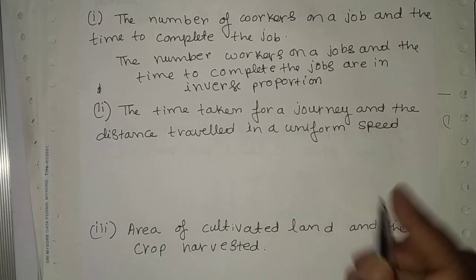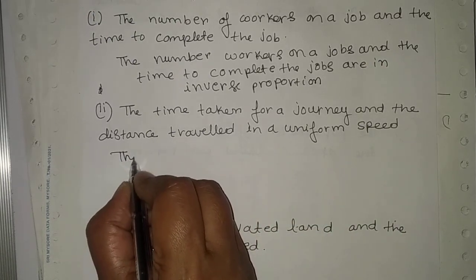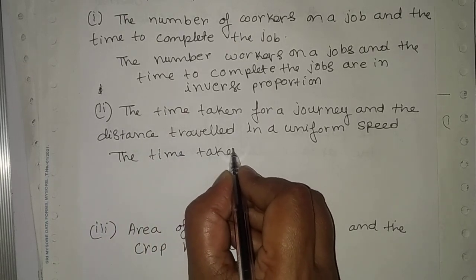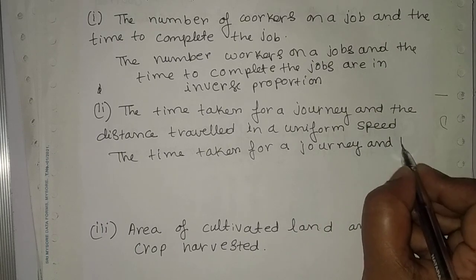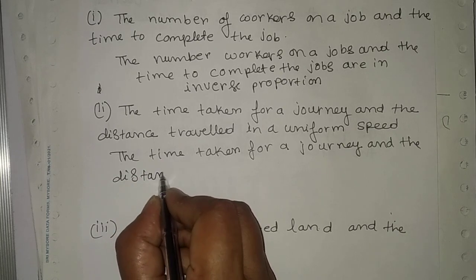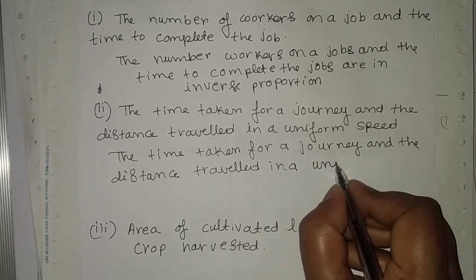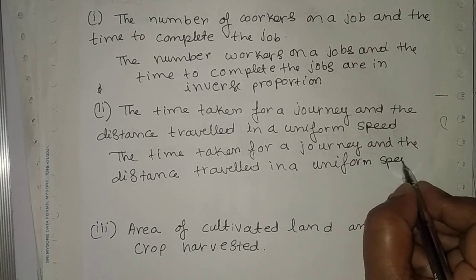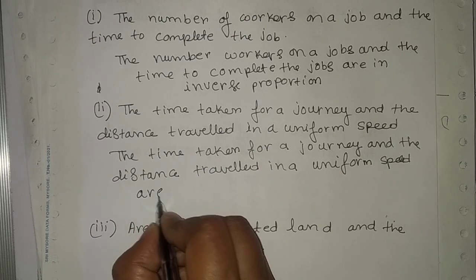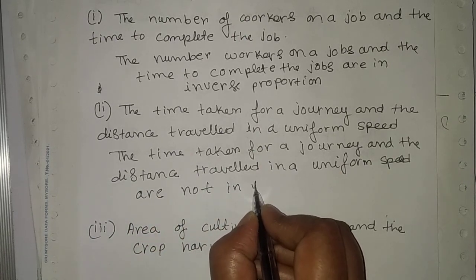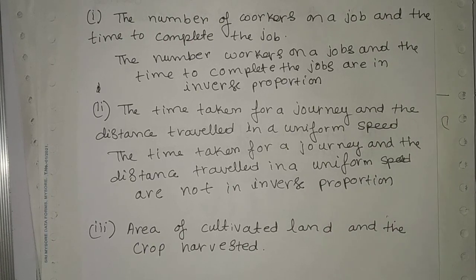Next one is the time taken for a journey and the distance traveled at a uniform speed. The same way we write: the time taken for a journey and the distance traveled at a uniform speed are not in inverse proportion. So this is the second one.